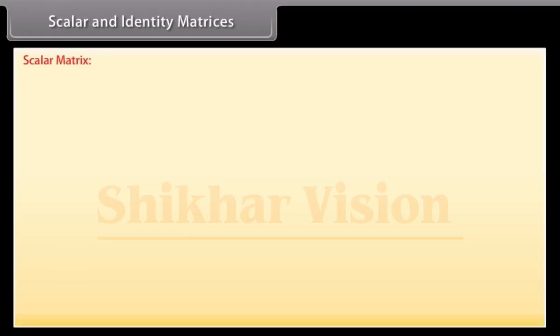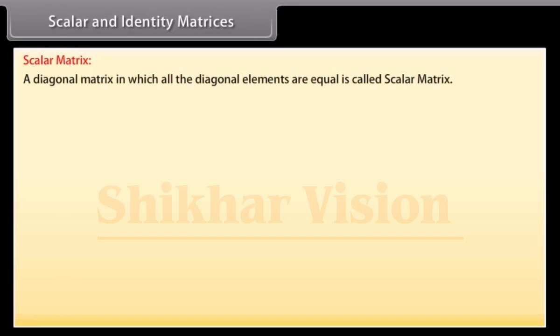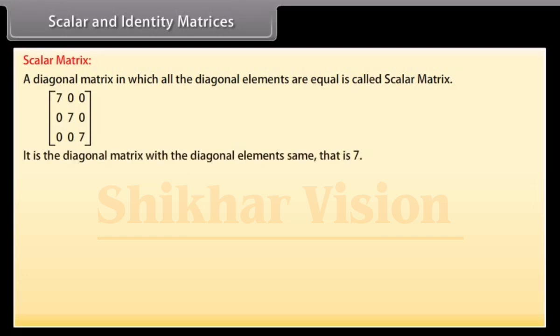Scalar and identity matrix. Scalar matrix. A diagonal matrix in which all the diagonal elements are equal is called scalar matrix. Look at this matrix. It is the diagonal matrix with the diagonal elements same, that is 7. Therefore, it is a scalar matrix.